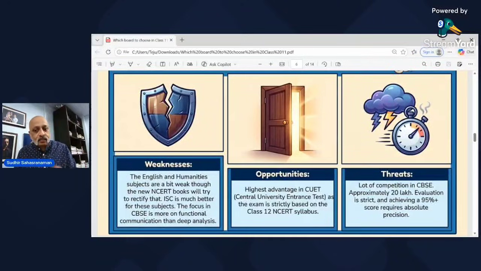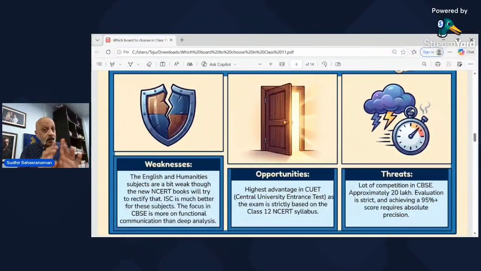The opportunity, as I mentioned, something like the CUET, great, JEE, very good, NEET, very good. The threat is that in CBSE, you are competing with 20 lakh plus other students. In ISC, in comparison, you are competing with just over 1 lakh odd students, right? Between 1.25, 1.5 kind of thing. Evaluation is quite strict in CBSE, and you need to really work hard to get a 95% score. So these are the strengths, weaknesses, opportunities, and threats as far as CBSE is concerned. You need to take a call on what you are looking for, and act accordingly.